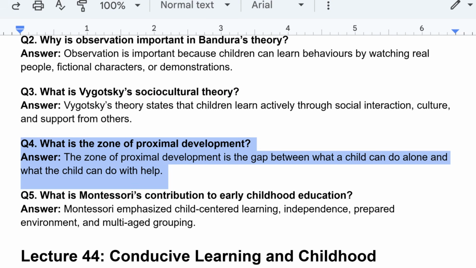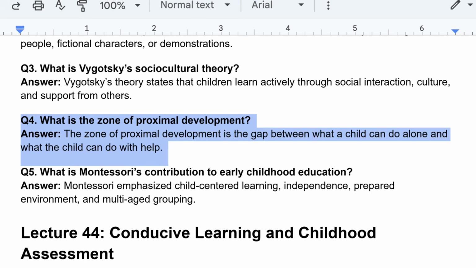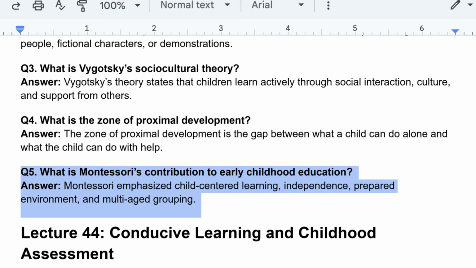What is the zone of proximal development? The zone of proximal development is the gap between what a child can do alone and what the child can do with help. What is Montessori's contribution to early childhood education?